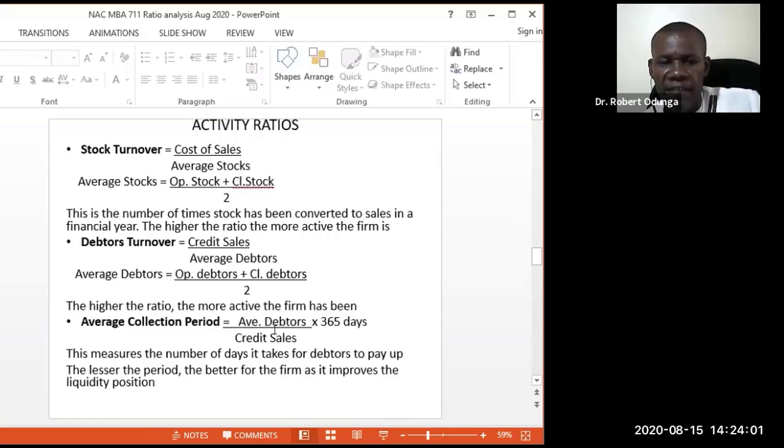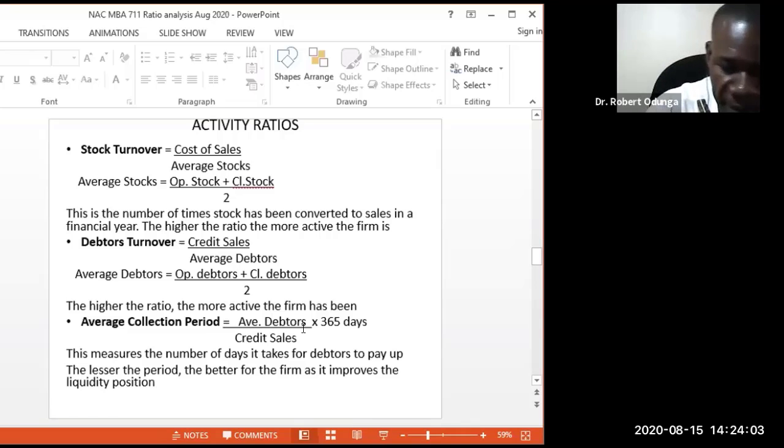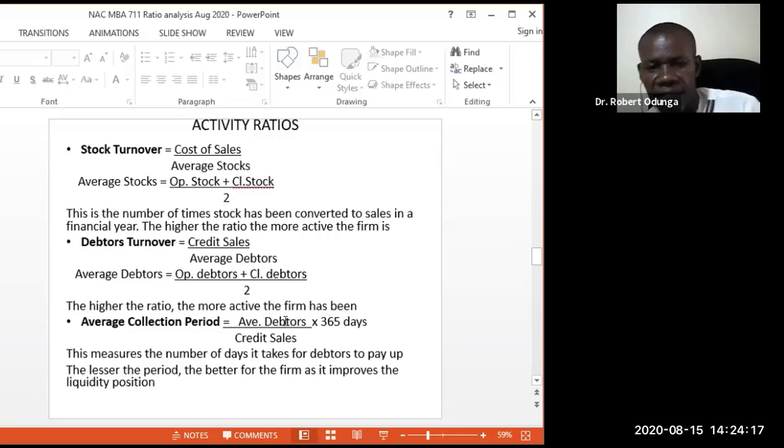The formula is average debtors over credit sales times 365 days. And we looked at this last time. We said the 365 days is because of the number of days in a year. And the question is asking us to determine the debtors collection period in days, all right? So we have to determine days based on the number of days that we have in a year.